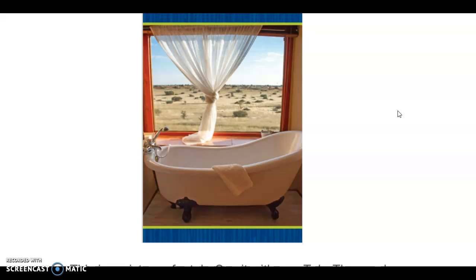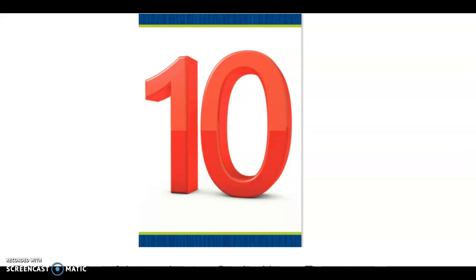This is a picture of a tub. Say it with me. Tub. The word tub has the beginning sound T. This is a picture of the number 10. Say it with me. 10. The word 10 begins with the letter T sound.